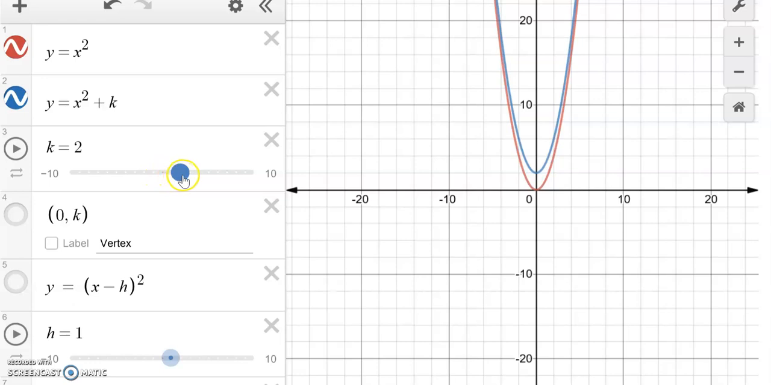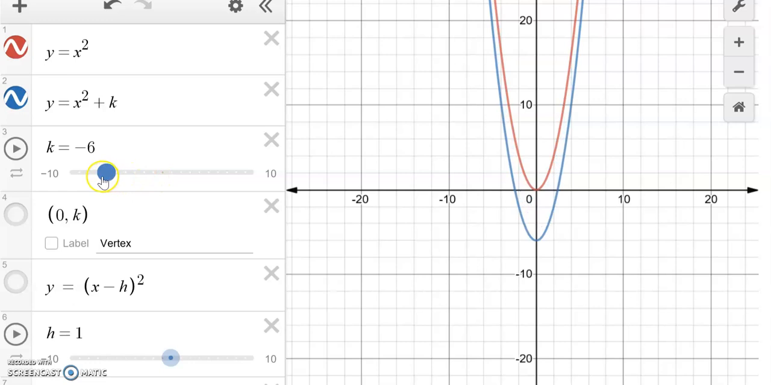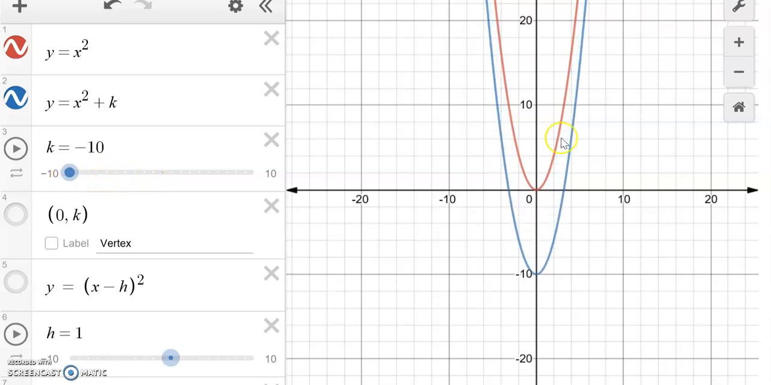But watch what happens as I increase k. We notice that our graph is moving up here. Now it does look smaller, and we'll investigate that in a second. Now what happens as I bring k back down? Okay, as it gets closer to 0, it goes back to the original graph. And then as I bring it all the way down, you see now it's going below our parabola.